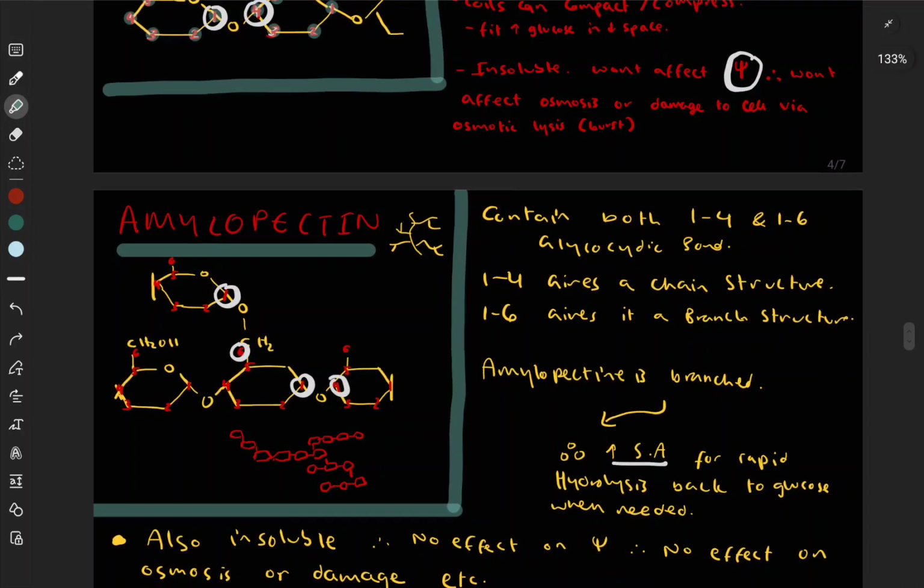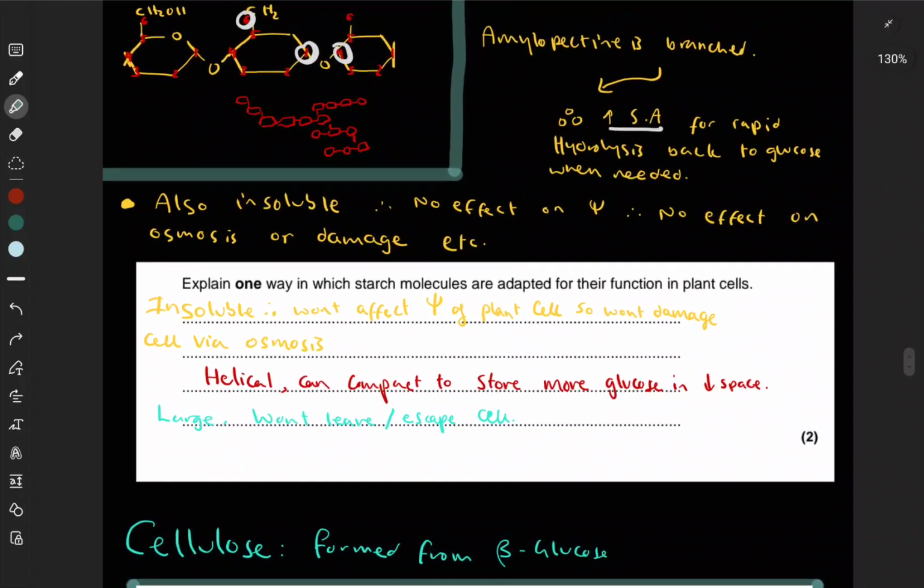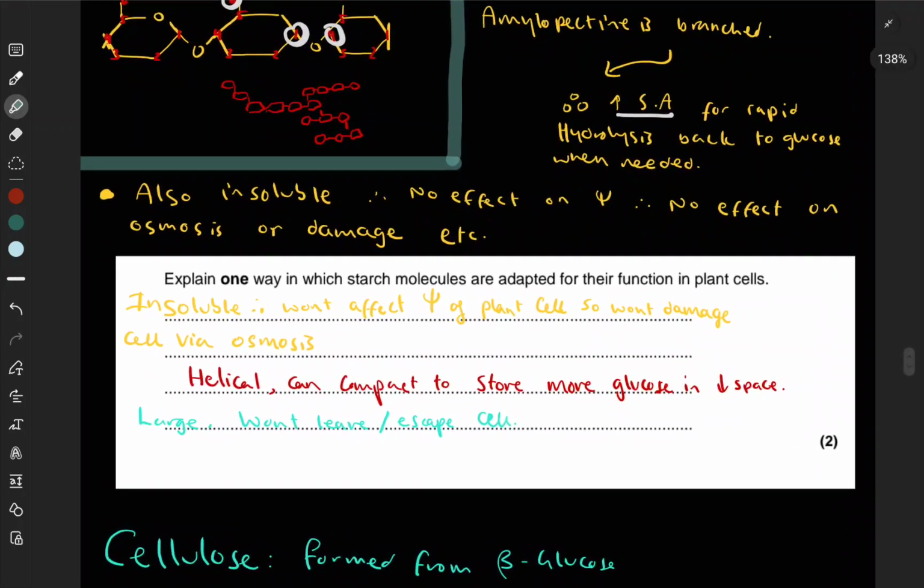Now for the starch, I have got a nice question, which is: explain one way in which starch molecules are adapted for their function in the plant cells. Each of these three is worth 2 marks, and the one thing you can say is it's insoluble. Insoluble, therefore it won't affect the water potential of the plant, so it won't damage the cell via osmosis. Another point you can make is helical, therefore it can compact to store more glucose in less space. And another thing is the fact that it's large means that it won't leave or escape the cell.